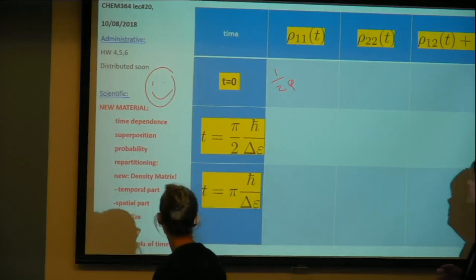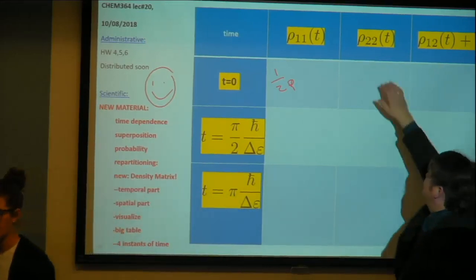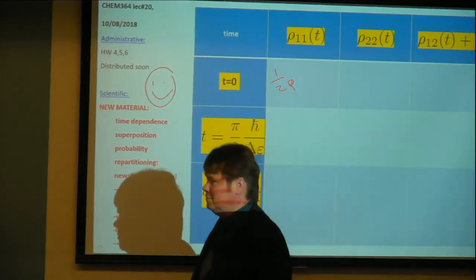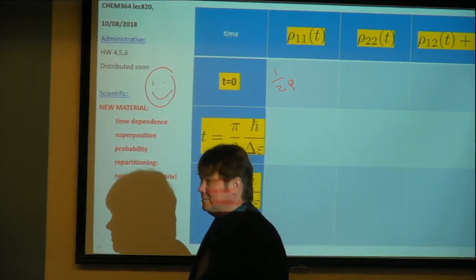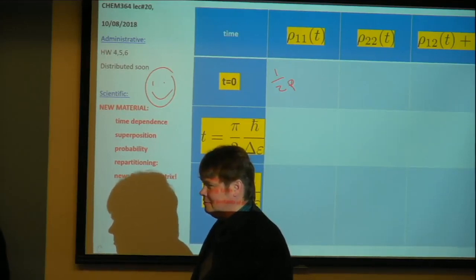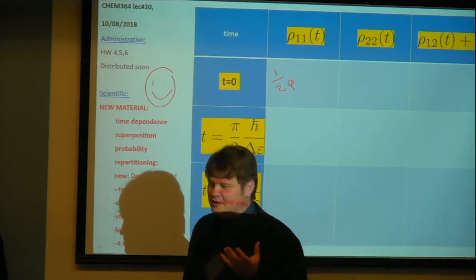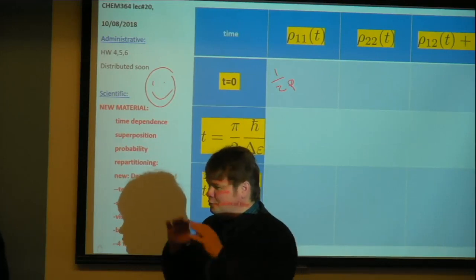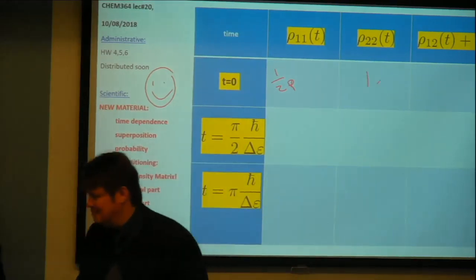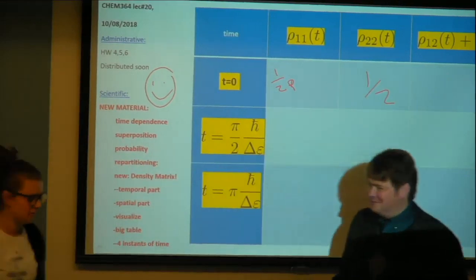So is there any time dependence for the excited state, for state number 2? Yes or no? Okay. So what is the probability to find the system in the excited state? If the probability to find it in the ground state is 1/2, then the total probability should be 1. Yeah. Super, thank you. Well done. That's difficult.